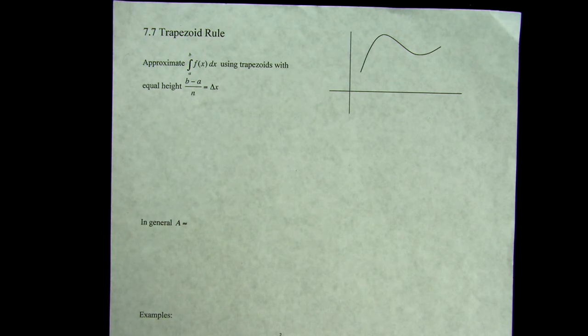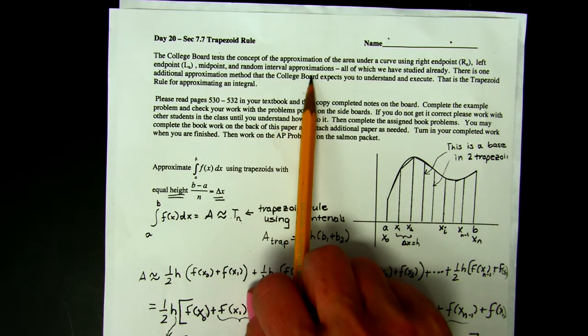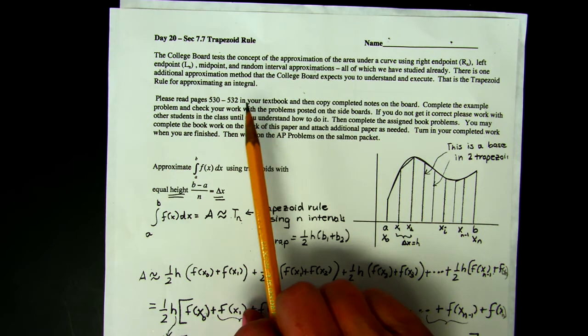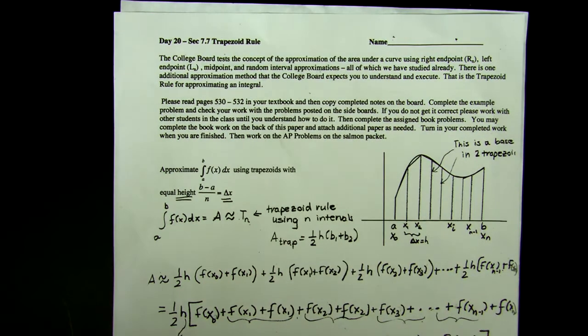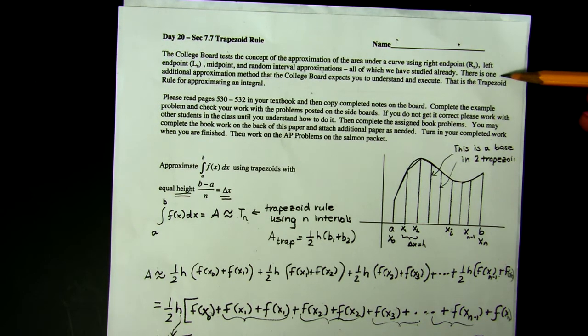So your note pack does say that the College Board tests the concepts of the approximation of the area under a curve using right endpoint, R sub n, which we did, left endpoint, L sub n, midpoint, which we did, and random interval approximations. That's from the charts where delta x changes based on the charts. And we've already studied all of those. We studied those in Unit 6 when I introduced the concept of an integral.